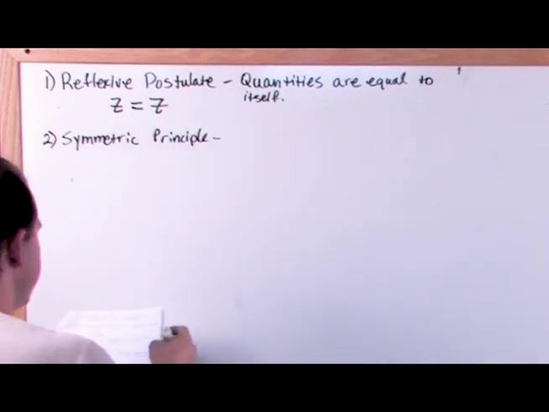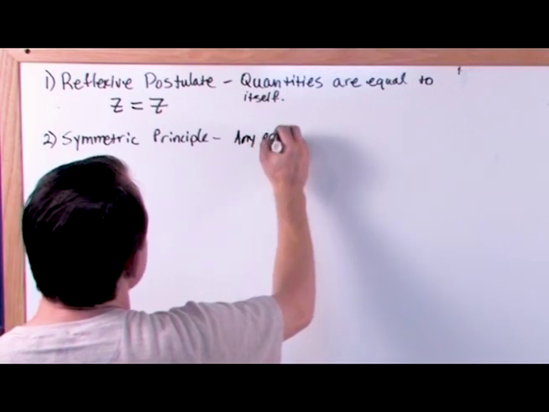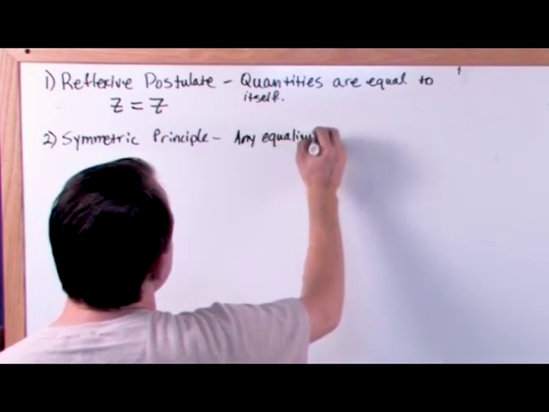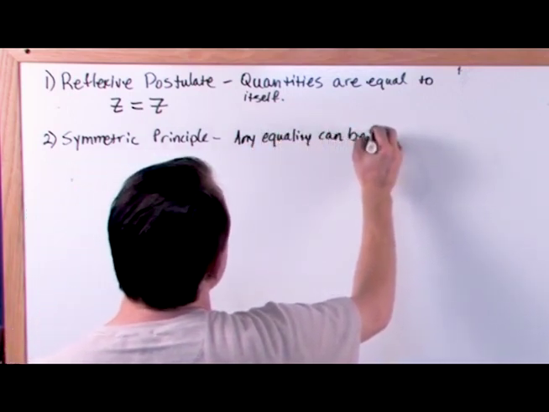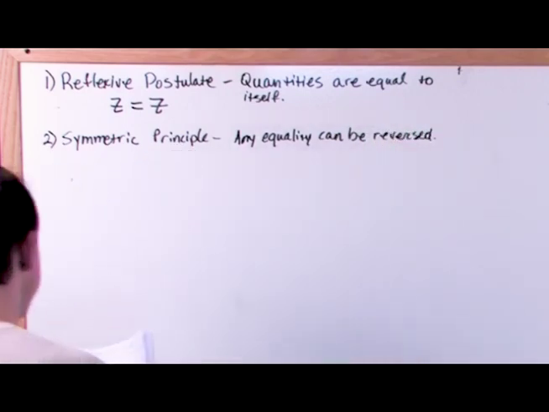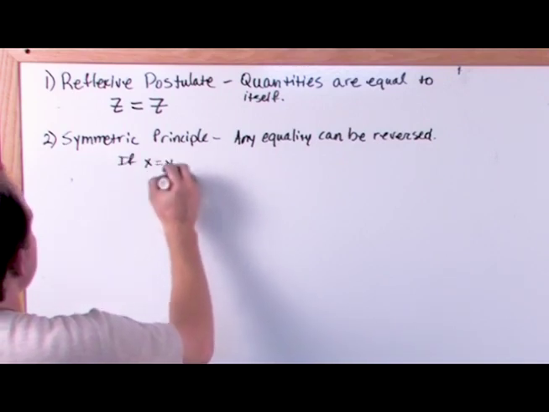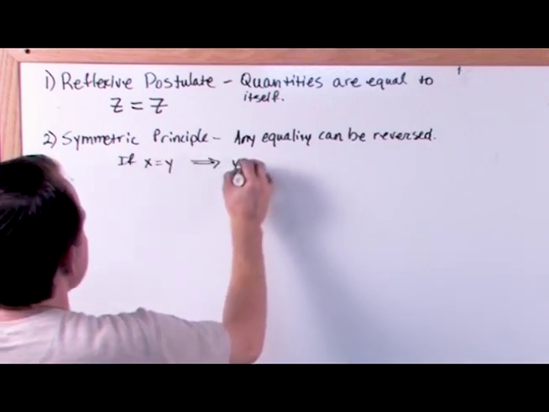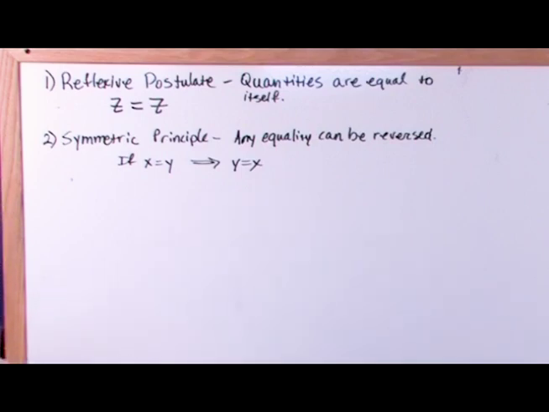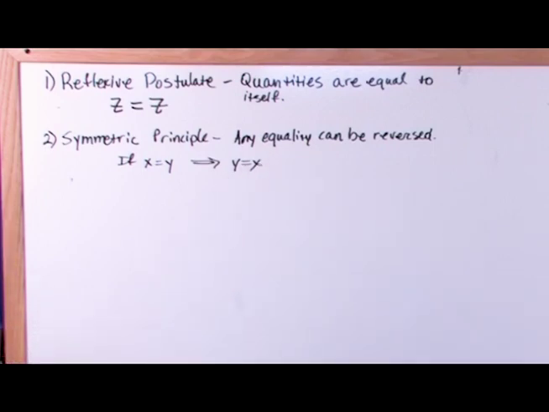Again, it's a simple thing. Any equality can be reversed. So what this means is if x equals y, then I can also say y is equal to x. It's another one of those big red truck duh moments. X is equal to y, therefore y is equal to x. We've been doing that since you were very little.